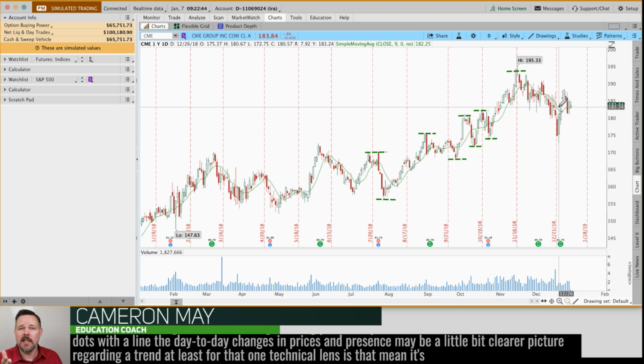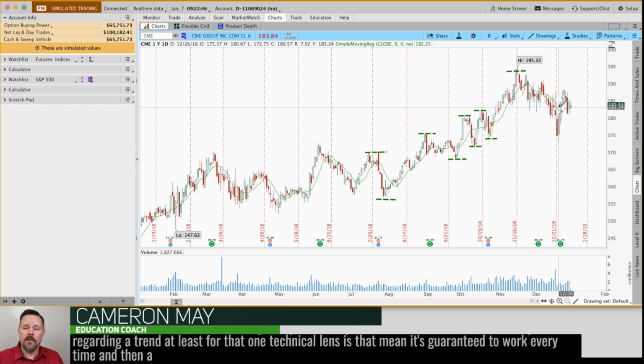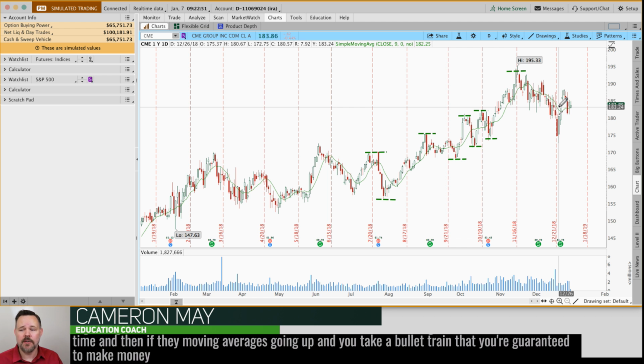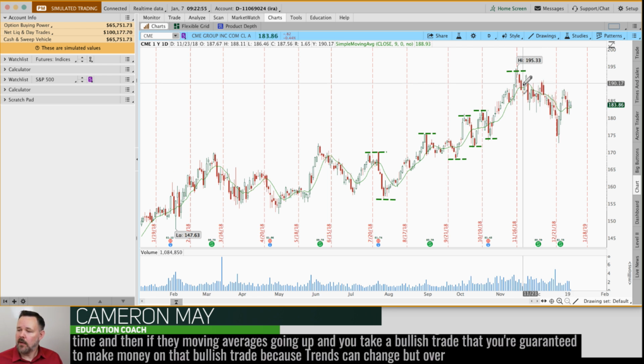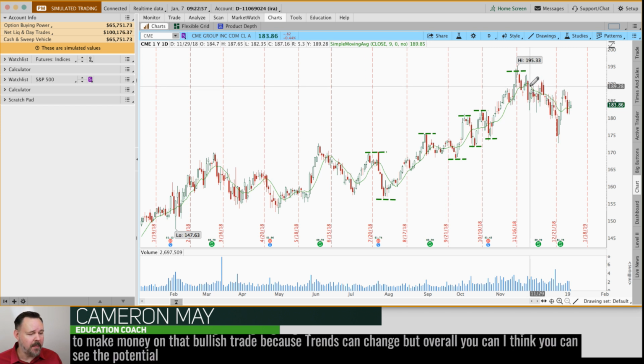Does that mean it's guaranteed to work every time? And then if the moving average is going up and you take a bullish trade, that you're guaranteed to make money on that bullish trade? Nope, because trends can change. But overall, I think you can see the potential for application. All right?